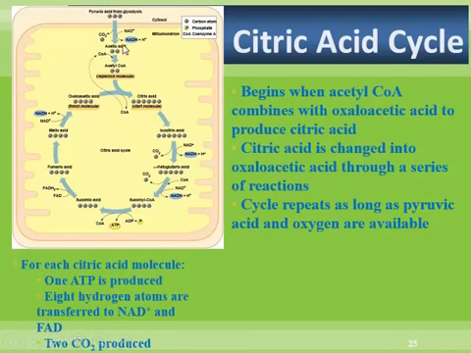In addition, all of the carbons that came in our original pyruvic acid are lost as CO2. So every single carbon from the glucose we eat is lost as CO2. Glucose is C6H12O6, so 6 CO2 are produced by the complete breakdown of glucose. For each citric acid molecule, 1 ATP is produced. Doesn't seem like very much. 8 hydrogen atoms are transferred to NAD+ and FAD, and 2 CO2 are produced.